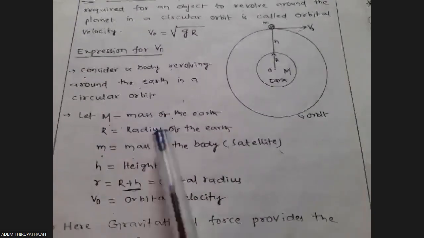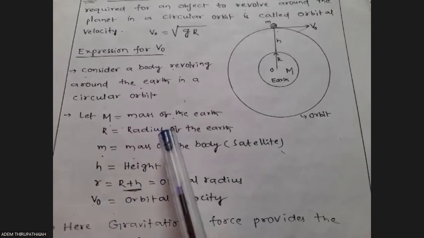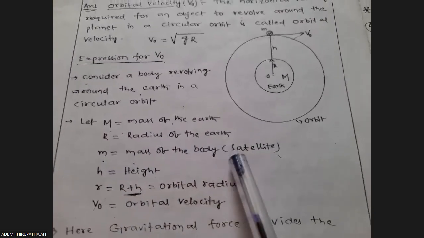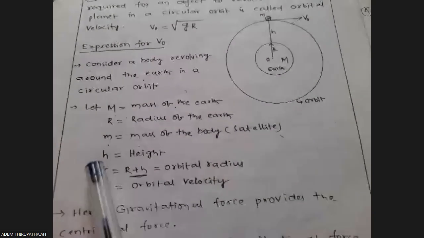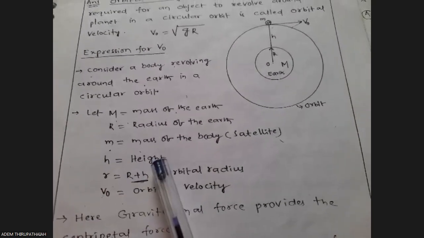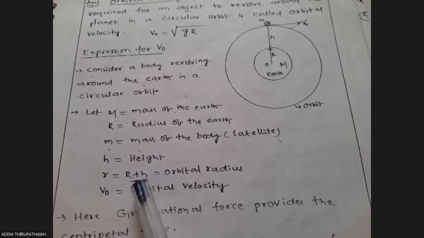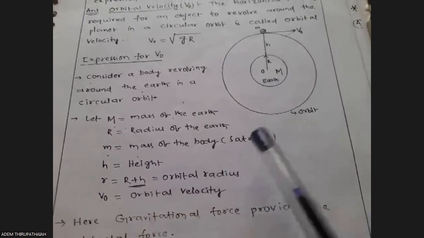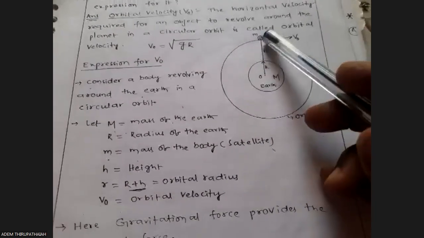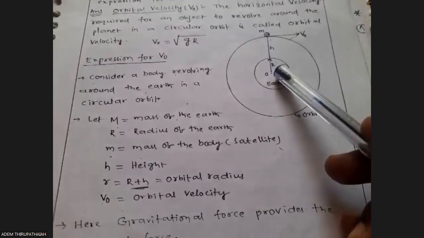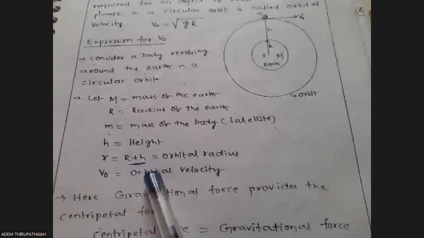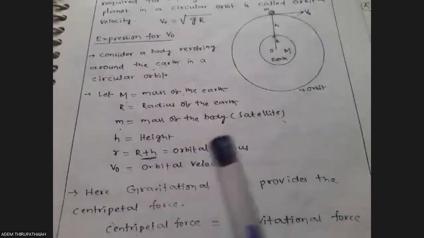Capital R means the radius of the earth. Small m means the mass of the body or satellite. H is nothing but height. Small r is nothing but R plus H, that is the orbital radius, from here to here. Now V naught is nothing but the orbital velocity.